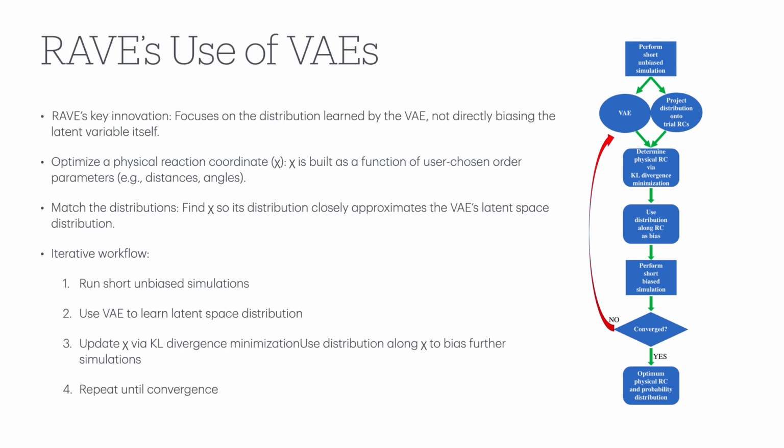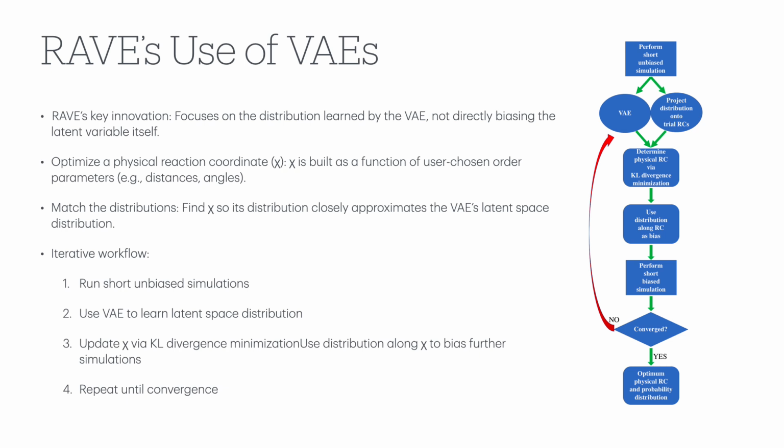So these things can be distances, bond angles, many other things, but physical variables. And we now have some chi that is a one-dimensional output that is a function of these user-chosen order parameters. And we take our chi and we optimize whatever function so that the distribution of chi is going to approximate the distribution of the latent space, or the distribution of Z's. So we match the distributions.